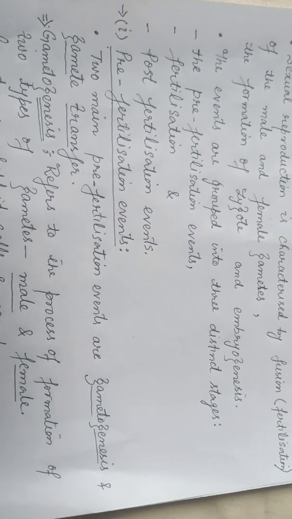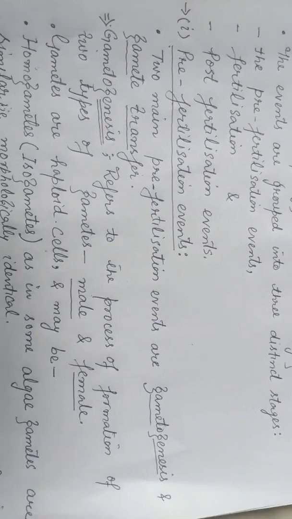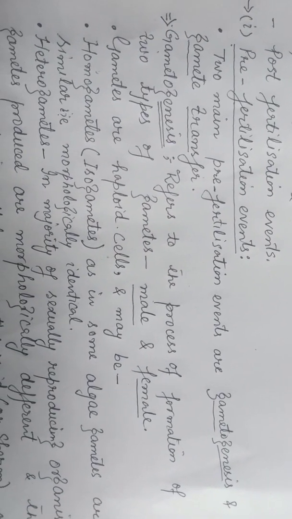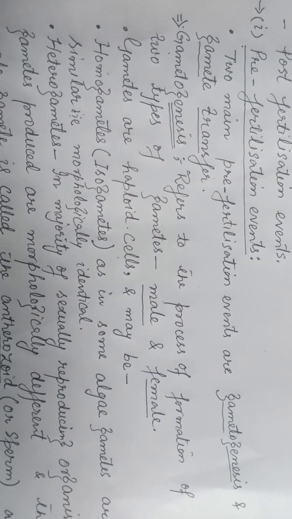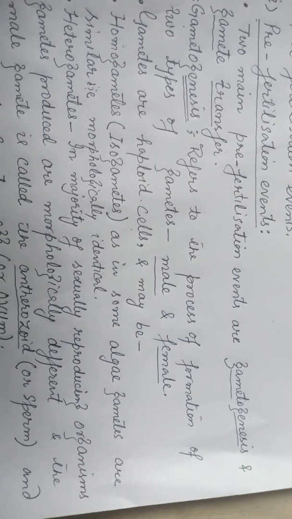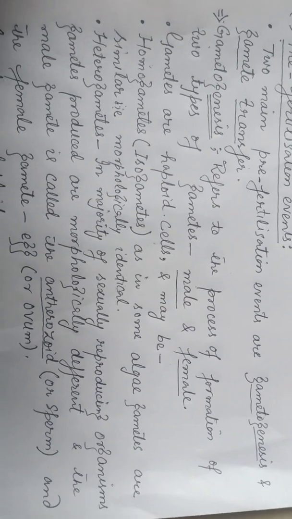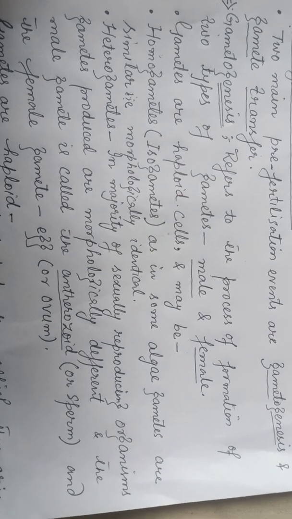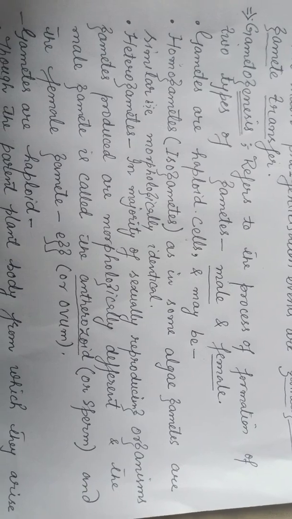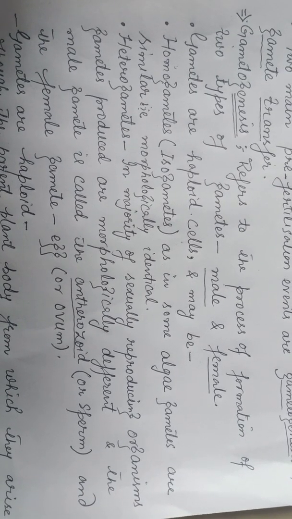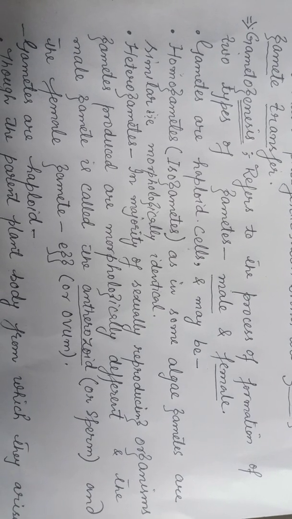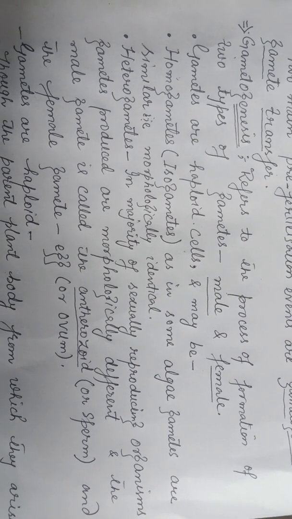Gametogenesis refers to the process of formation of two types of gametes, male and female gametes. Gametes are haploid cells and may be homogametes, that is isogametes. As in some algae, gametes are similar, that is, they are morphologically identical. Or the gametes may be heterogametes. In the majority of sexually reproducing organisms, gametes produced are morphologically different, and the male gamete is called the antherozoid or sperm, and the female gamete egg or ovum.